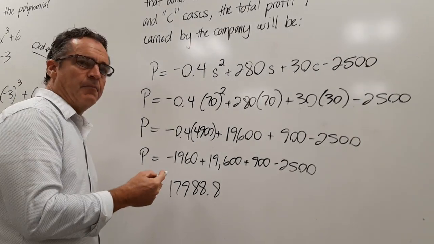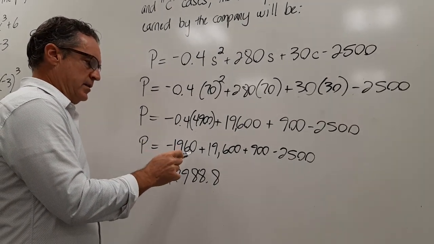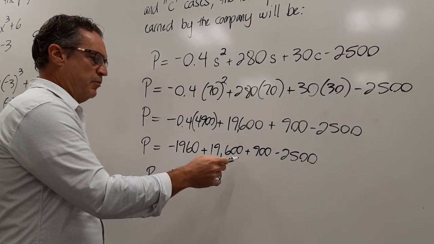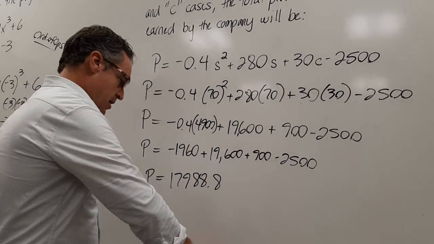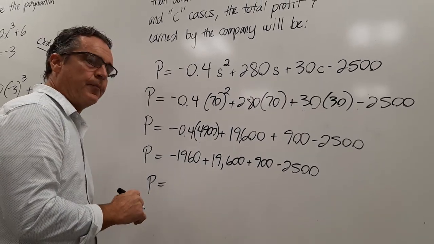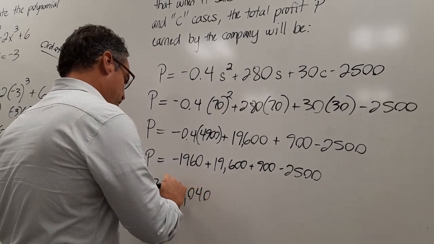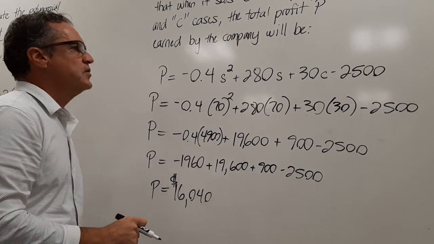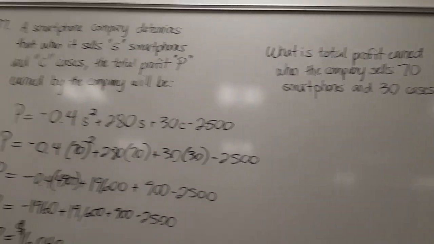Okay. And so now we have negative 1960 plus 19,600 plus 900 minus 2,500. All the other math was correct. And that is going to give us the correct answer of $16,040. Yeah. And that is the profit for selling 70 smartphones in 30 cases. Thanks for your patience there.